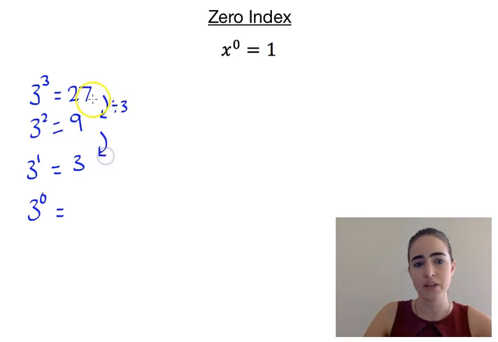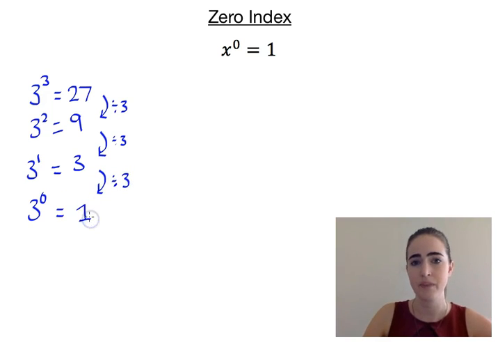We'll divide 27 by 3 to get to 9. 9 divided by 3 will get us to 3. So if we do that again to keep the pattern, 3 divided by 3 would give us 1. And that's going to work for any number base that you choose. You'll end up getting this similar pattern. So if we had a base of 4, you'd be dividing by 4 each time.